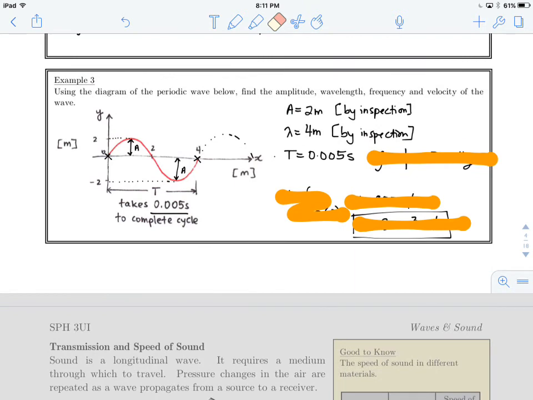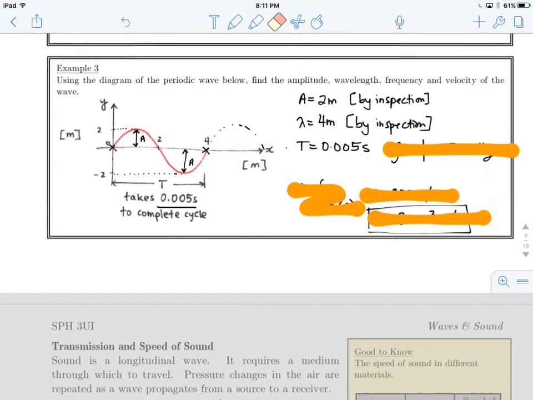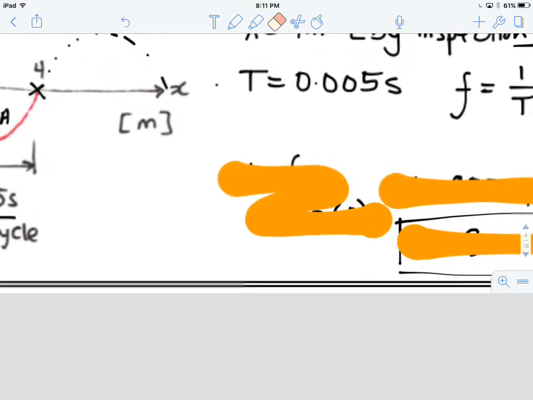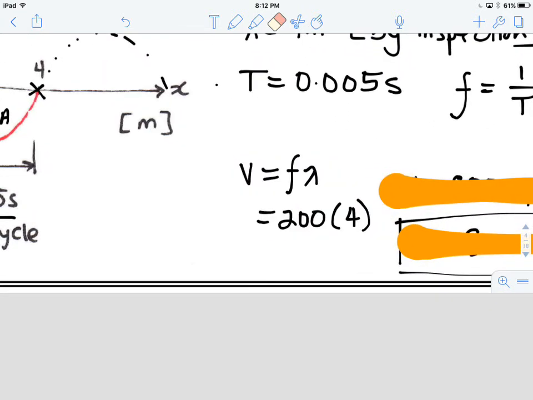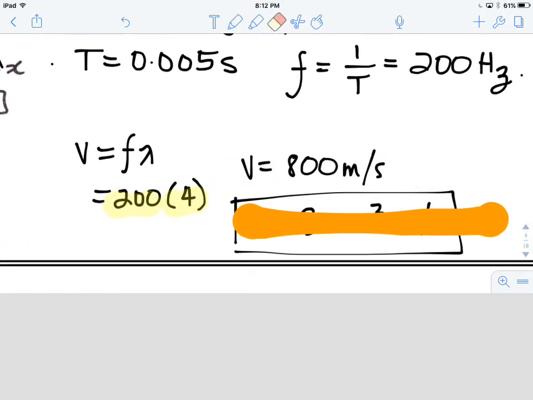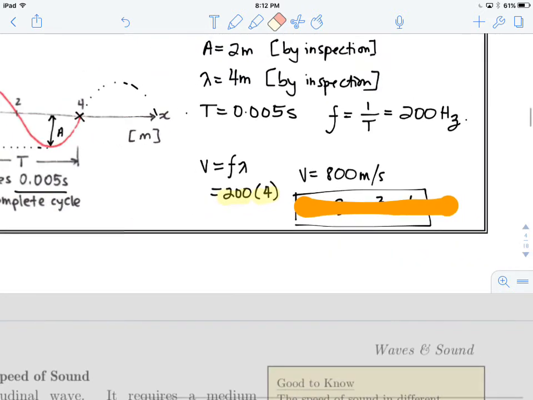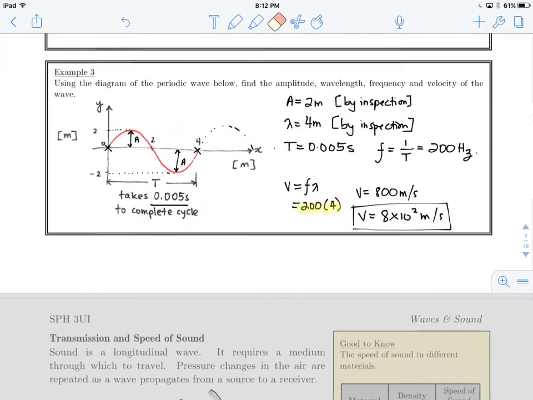T is equal to 0.05 seconds. That's right down here. And so then the frequency is 1 over the period, which if you do a quick calculation is 200 hertz. V is equal to f lambda is the universal wave equation. Frequency is 200 hertz. The wavelength is 4 meters. And I calculate that the speed of this wave is 800 meters per second. And correcting for the full number of significant digits, which in this case is 1, 8 times 10 to the 2 meters per second, 800 meters per second.